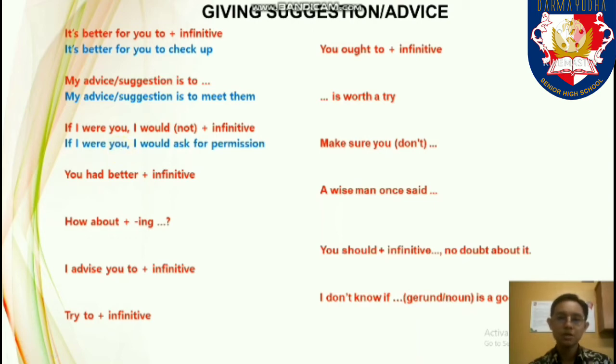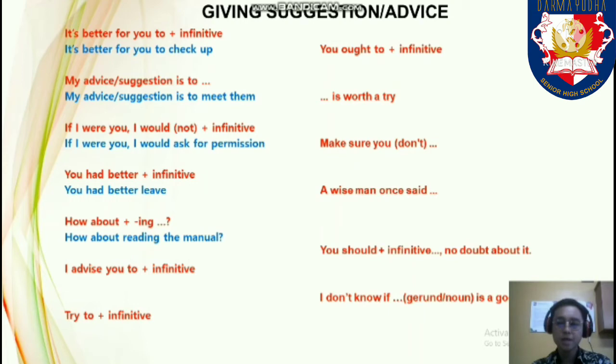So simply the I here, the speaker, suggests taking permission from someone else. And then the fourth one here, you had better plus infinitive. For example, you had better leave. So this is actually a strong suggestion. And then the next one here, as you can see the structure, how about plus verb ing or present participle? For example, how about reading the manual?